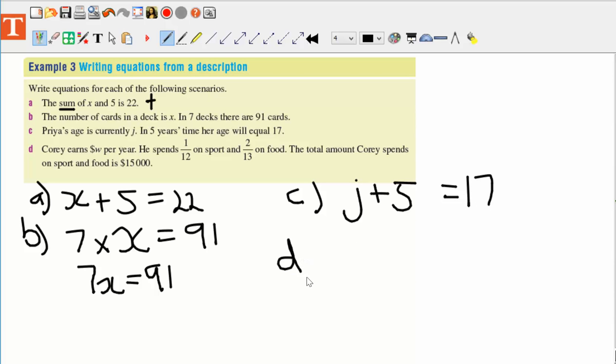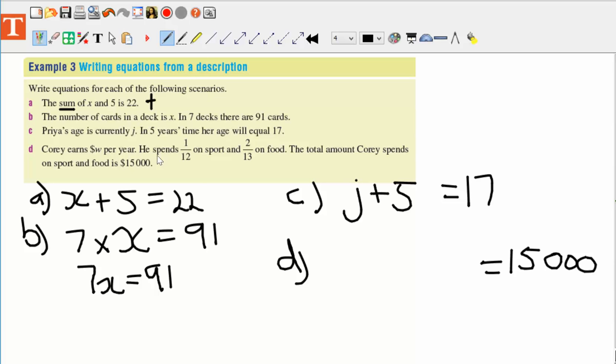And our last one, which is a little bit more complicated. Corey earns W dollars per year. He spends 1/12 of that on sport and 2/3 on food. The total amount Corey spends on sport and food is around $15,000. So we know all that must equal 15,000. So whatever he spends on sport and whatever he spends on food equals $15,000. Okay, so our 15,000 goes in there.